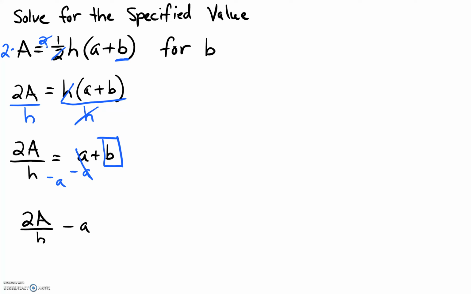So those are separate terms, and we can leave them as separate terms. Unless you're trying to match up a particular answer, I wouldn't do more work than you have to. On the right hand side, since we subtracted the a away, we now just have lowercase b. So now we've gotten lowercase b isolated, and b is equal to 2 times capital A over h minus lowercase a. And that's your answer.